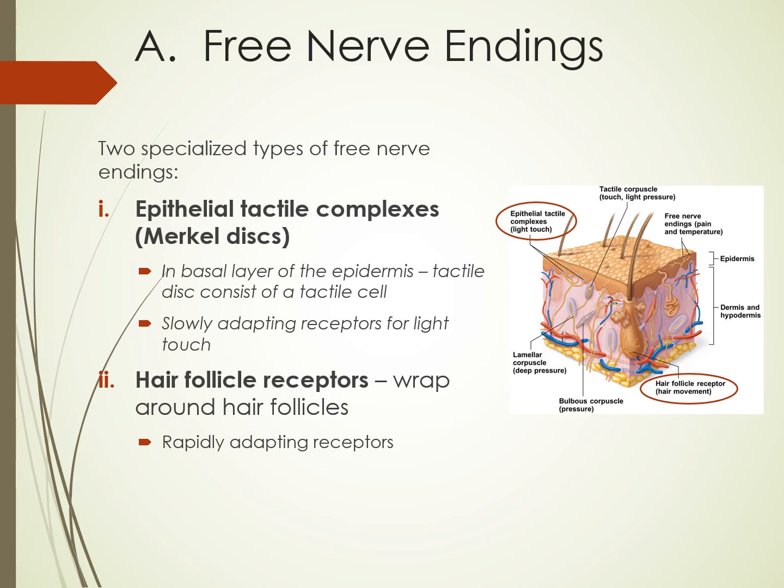So let's talk a little bit about those free nerve endings. There's kind of two specialized types of free nerve endings. Most of them are just free in the tissue, but we do have two types that are specialized. The first type is called the epithelial tactile complex or a Merkel disc. They essentially sit right under the basal layer of the epidermis, and they pick up on very light touch.